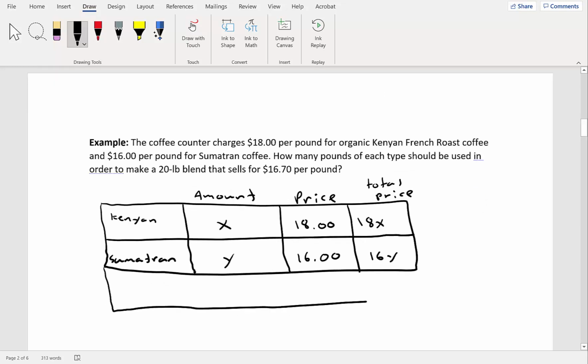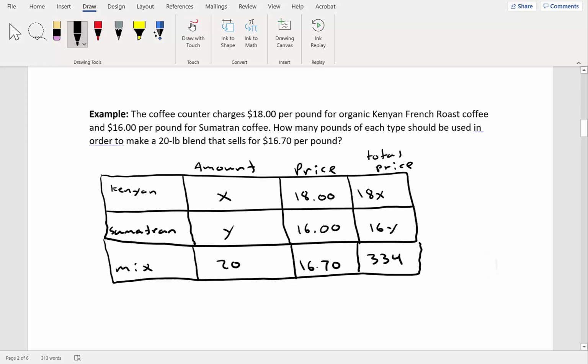Okay, and let's let our third row be the mixture, the final product. Now we know that our final product has to be 20 pounds. So we mix them, it has to be 20 pounds. And now the amount that they want to sell it for is $16.70. So the total price that they're going to sell this 20 pounds for would be 20 times 16.70. This gives us 334. Now let's go ahead and create our system of equations.